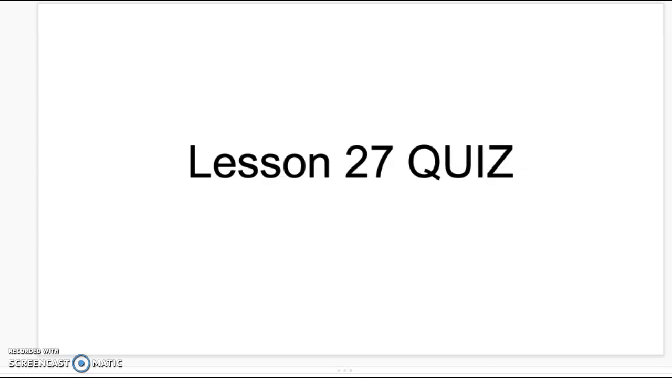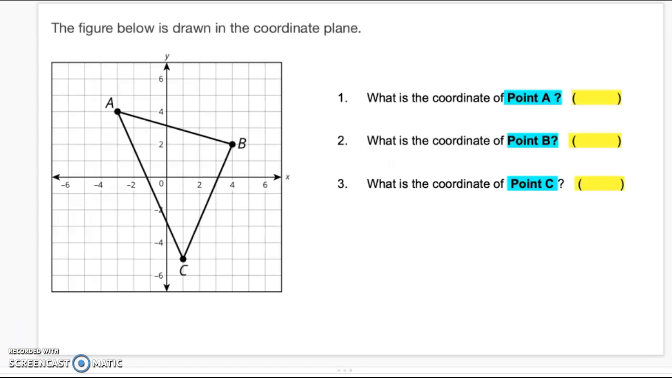Lesson 27 quiz. Number 1. The figure below is drawn in the coordinate plane. Number 1. What is the coordinate of point A? So in the yellow space, you're going to write the ordered pair for point A.